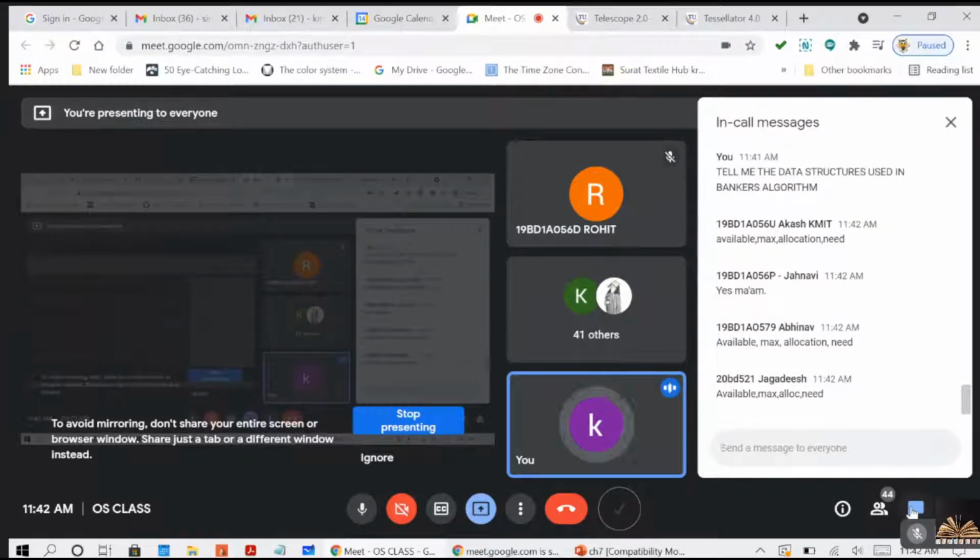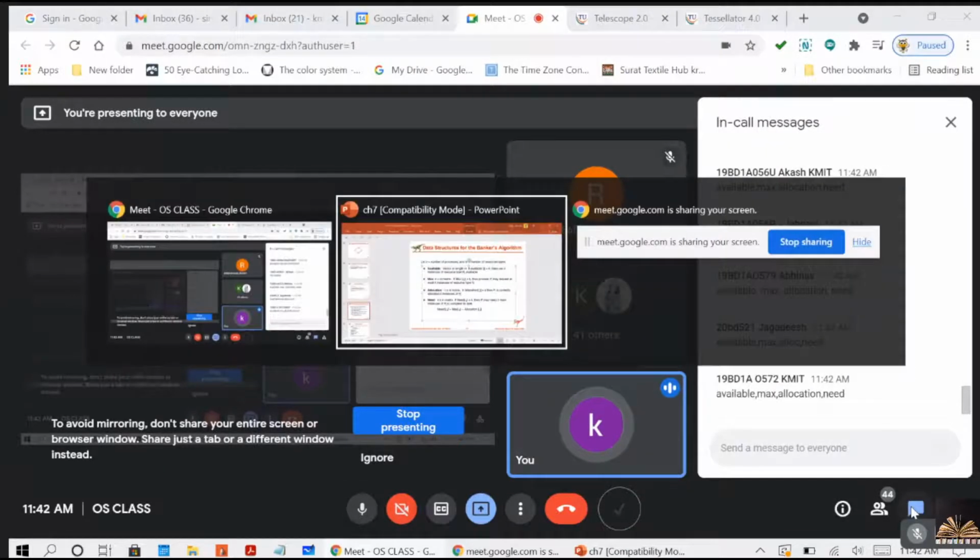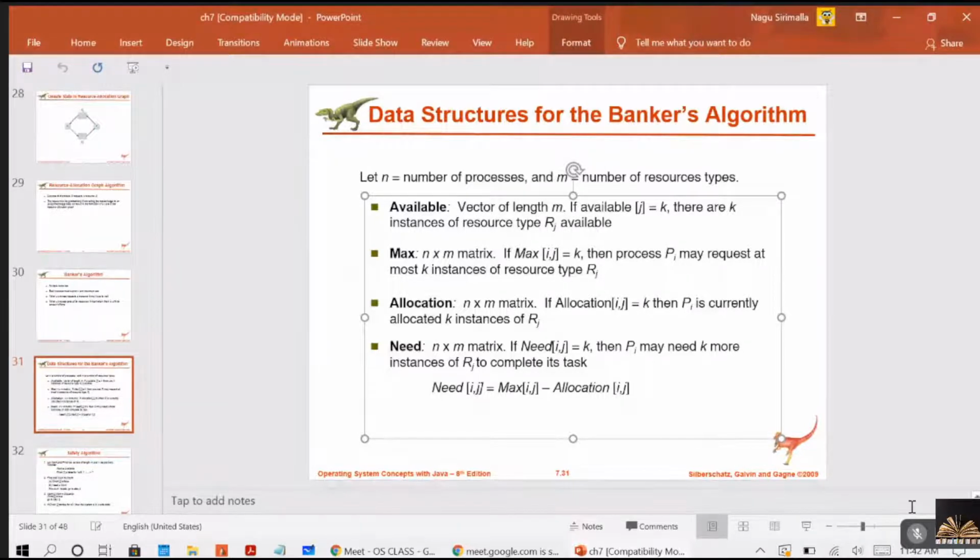Yes, available, max, allocation, need, right? So this is available, max, allocation and need. Available అంటే టోటల్ అవైలబుల్ రిసోర్సెస్. మ్యాక్స్ అంటే ఒక ప్రాసెస్ కి మాక్సిమం ఎన్ని రిసోర్సెస్ కావాలో అది మ్యాక్స్. అలొకేషన్ అంటే ఎన్ని అలొకేట్ చేసాము, నీడ్ అంటే ఇంకా ఎన్ని కావాలి. క్లియర్ నో? రైట్. సో ఇఫ్ ఐ రైట్ available of j is equal to k, that means what? K instances of resource type Rj is available, right?